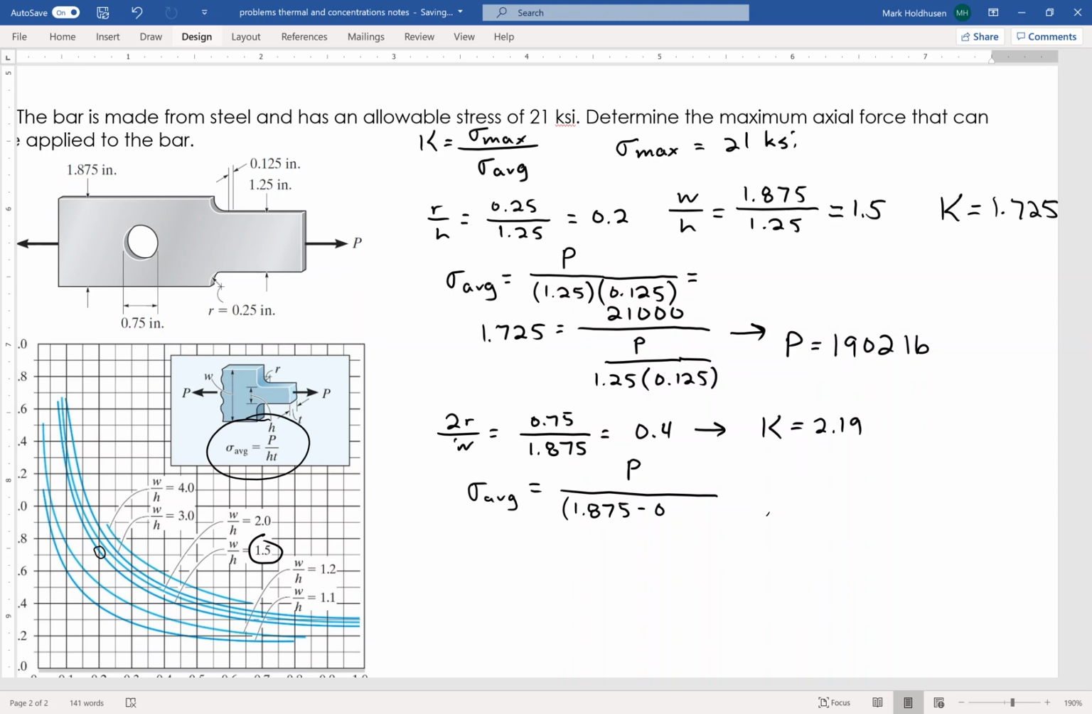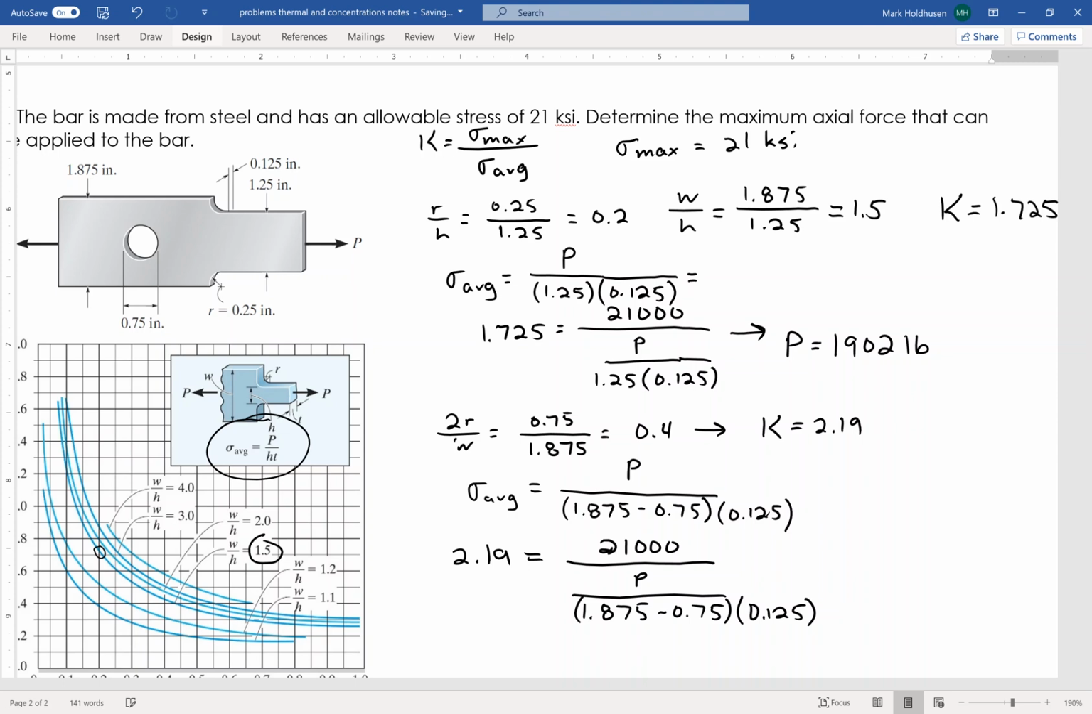So 2.19 equals 21,000. That's sigma max. And then that's over P divided by 1.875 minus 0.75, times 0.125. So that big ugly equation, from that I can determine, for that one I find P equals 13. So this is the maximum P so that I don't have too much stress concentration at that circle.